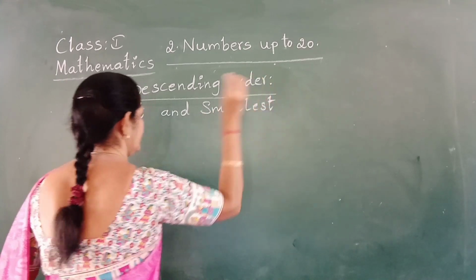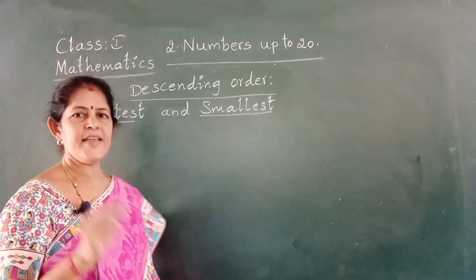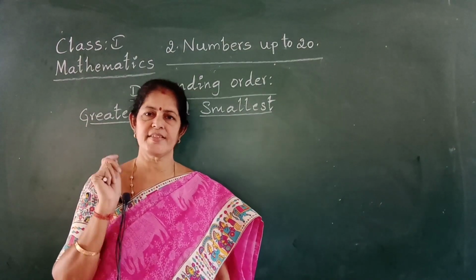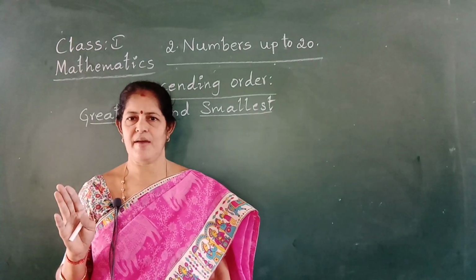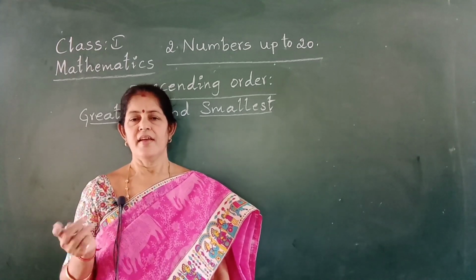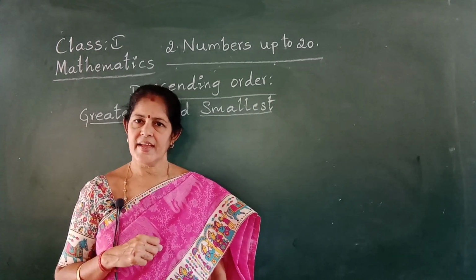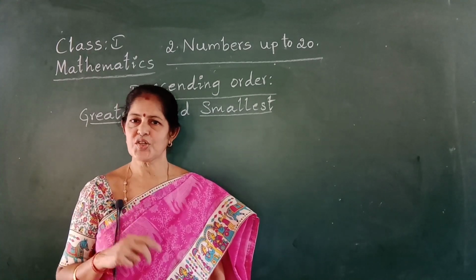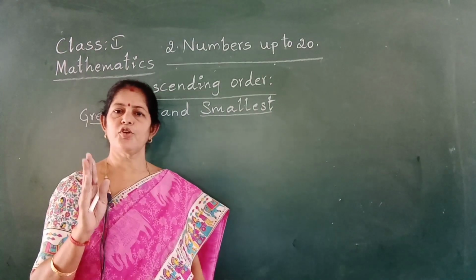Okay? See, here we have to remember one rule. 1-digit numbers are less than 2-digit numbers. 2-digit numbers are more than 1-digit numbers. What are 1-digit numbers? Very good. 1 to 9. In 1 to 9, what is the smallest? 1. What is the greatest? 9. What is the first 2-digit number? 10.